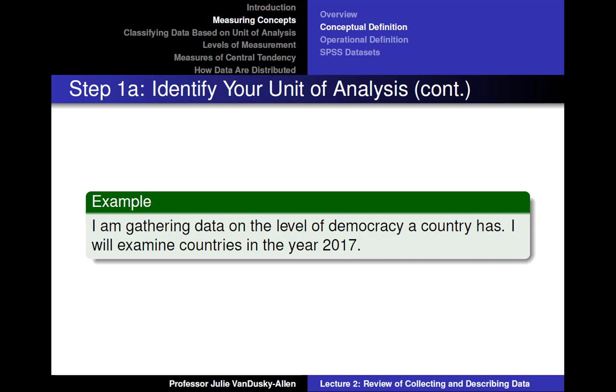Imagine we were collecting data on the level of democracy a country has. Imagine we were examining countries in the year 2017. Here is the unit of analysis for the democracy variable. Since a democracy applies to countries, countries is the unit of analysis, and I indicate what year I am examining these countries, in 2017.